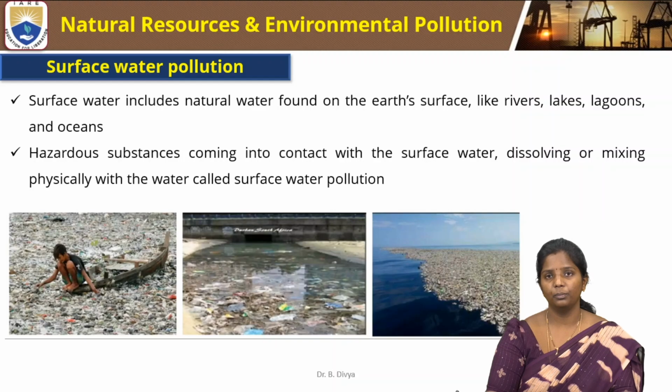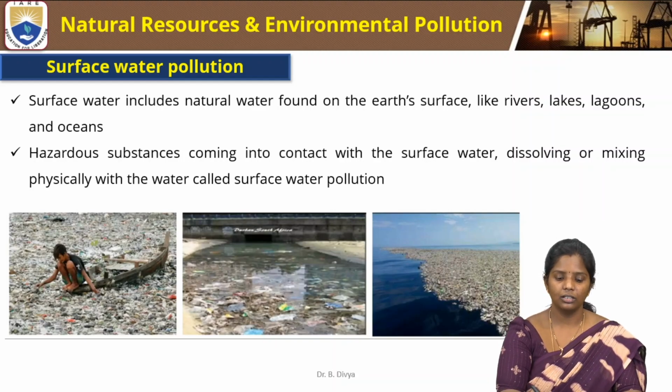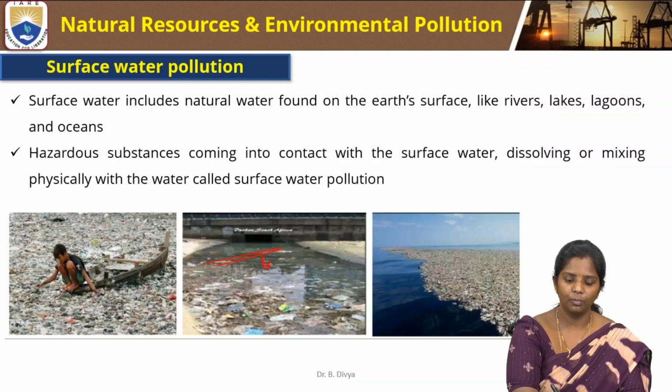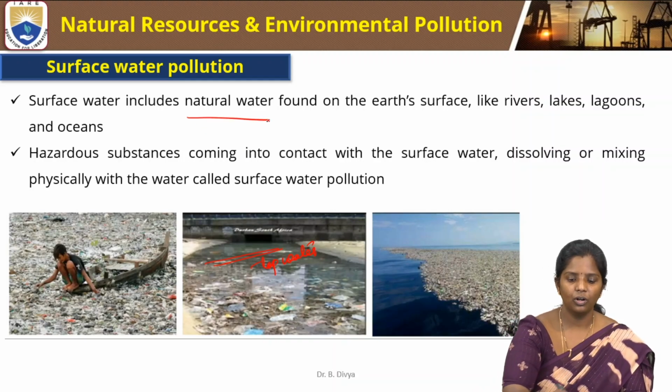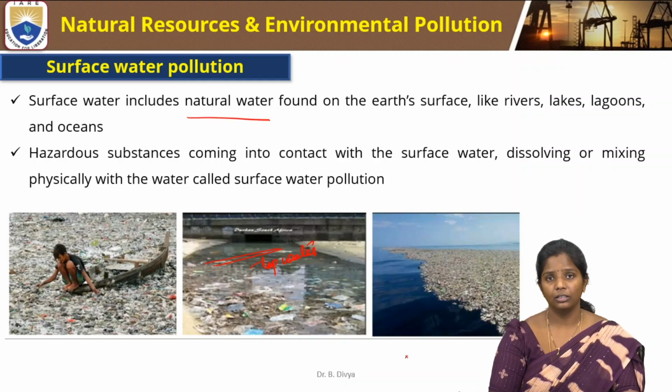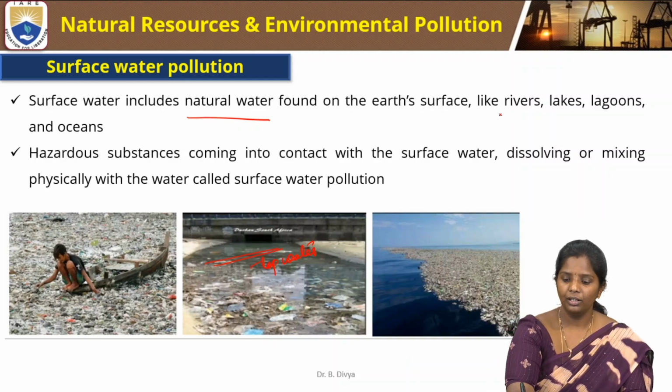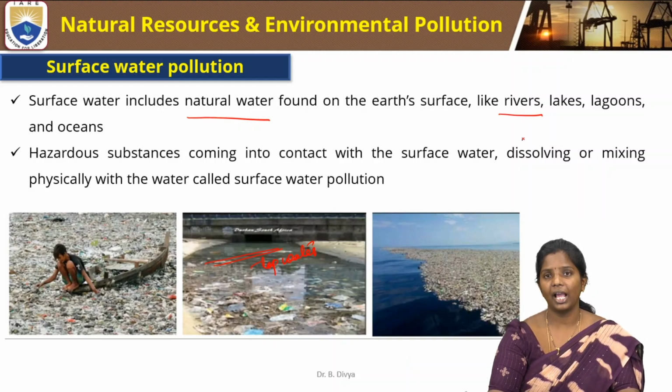Next, surface water pollution. Surface water itself indicates the water that is present at the top layer of any water body. So surface water includes natural water that is coming from earth, like rain. For example, rivers, lakes, lagoons and oceans. These are some of the surface water.